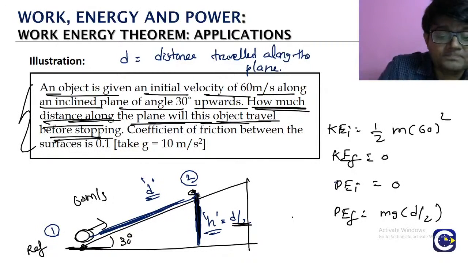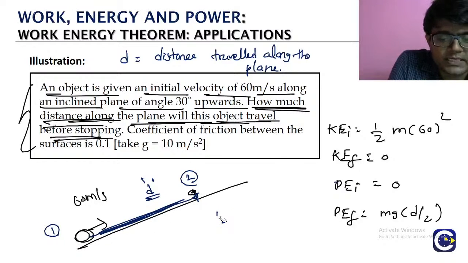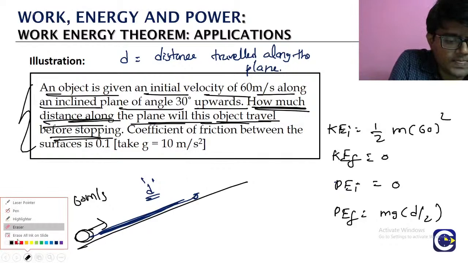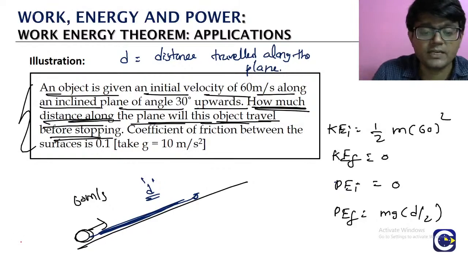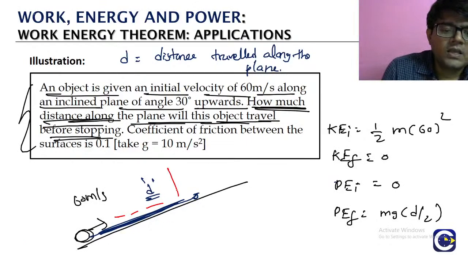But now, when you look at the motion of the object along the inclined plane, we'll just look at the motion of the object along the inclined plane. See, the object is moving along the inclined plane, coming like this. What forces will be there? The normal reaction will be there.